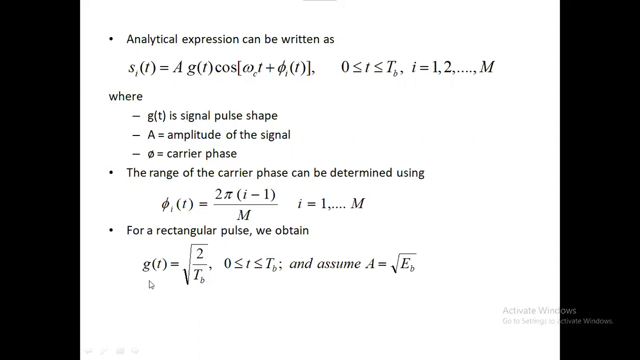So if we are using a rectangular pulse, the g(t) is in fact root of 2 by Tb. That is in fact for a rectangular pulse, and the amplitude of the pulse is root of Eb. So it means that we have a pulse shape having this value, and we have the symbol energy, root of Eb.